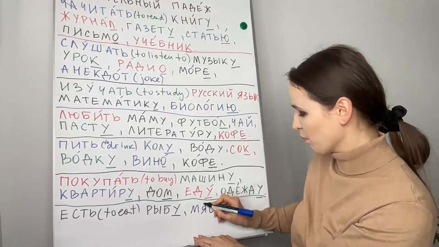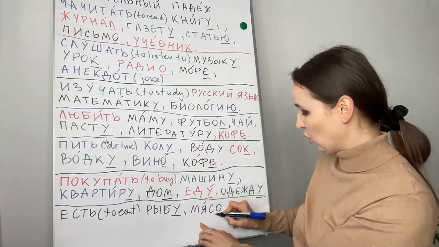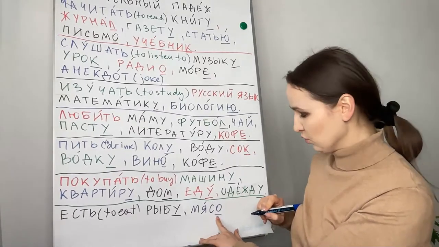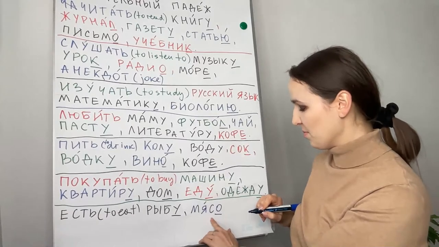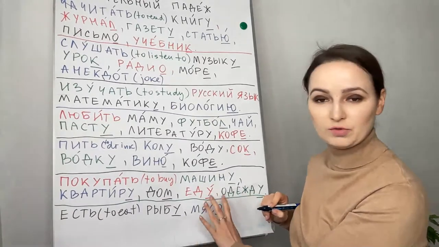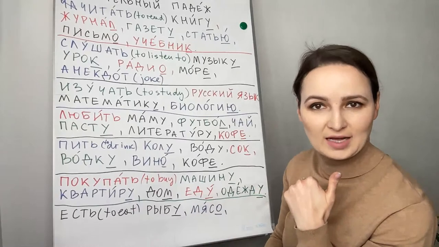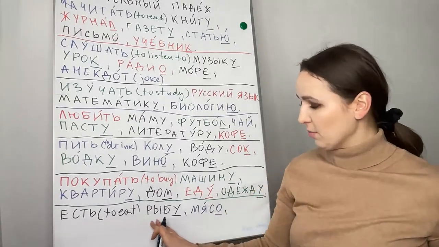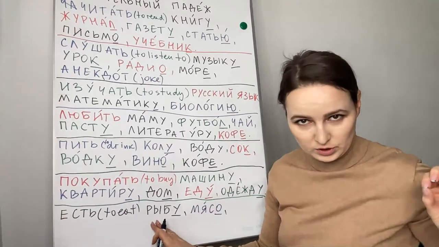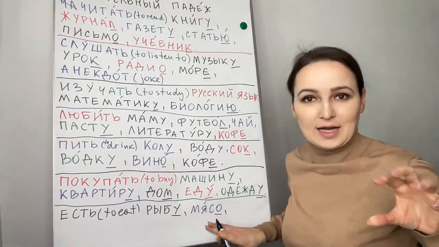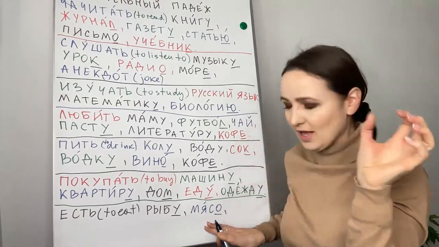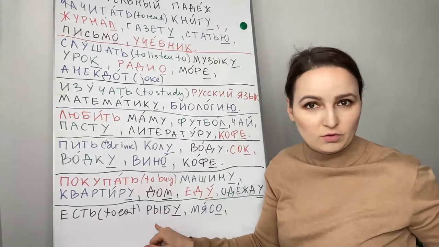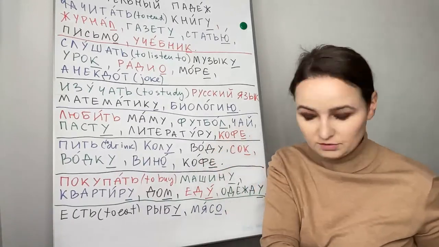Мясо. Ends in о, so that means it's neuter. In accusative neuter, nothing will change. Мясо, so the word will remain the same. Я ем мясо, I eat meat. So, я ем рыбу, I put it in accusative, и мясо, and nothing happened with the word meat. But the word fish was changed to accusative case.